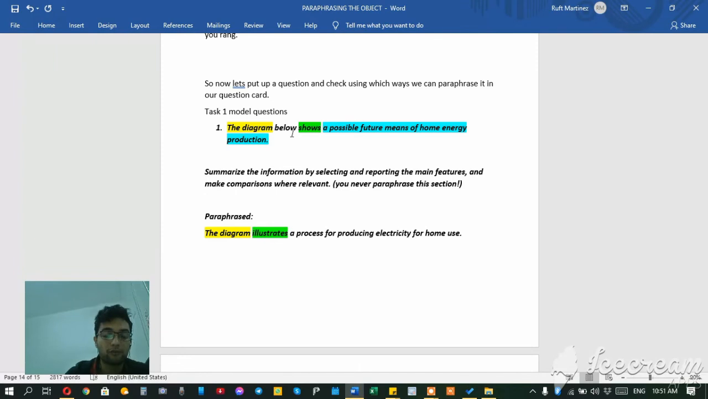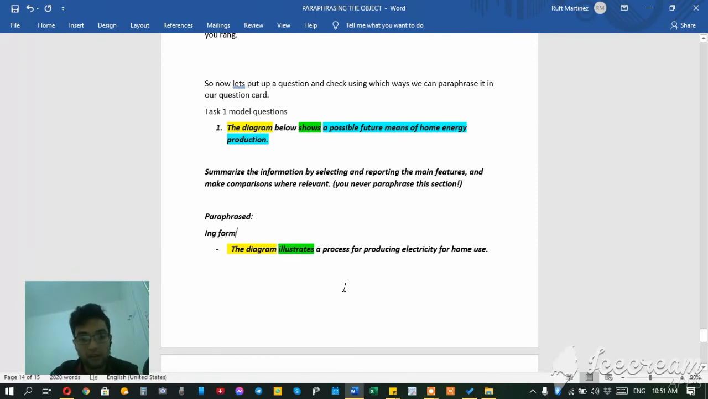This is called the ing form of the object, okay? And then phrase it. So illustrate a process for what? For producing electricity. I change home energy to electricity for home use. As I said before, means is a synonym of use or way. For home use, that's it. Possible future means, and also there is the future process for producing electricity for home use in the future.